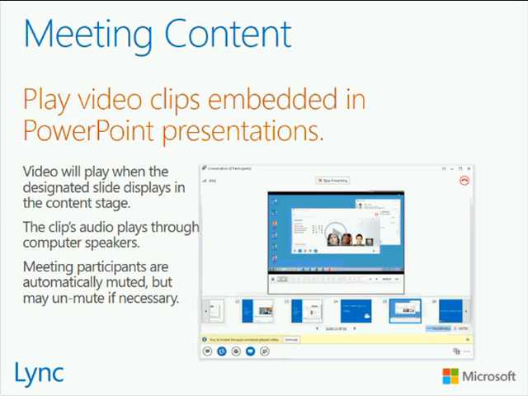Note that the audio portion of that clip will play through attendees' speakers. So you will want to announce ahead of time that you're about to play a video, and that if they don't have their headset connected, they may wish to turn down the volume on their speakers. The other thing that happens in terms of audio is that Lync automatically mutes everyone just to make sure that there isn't any incidental background noise while that video is playing.